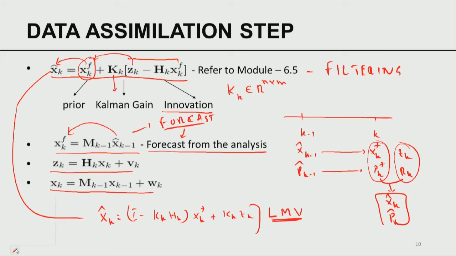Therefore, what is involved in here? I already know HK. So the only thing I need to determine is KK. Linear structure is involved. I only need to be able to compute the covariance of XK hat. The covariance of XK hat is going to be a function of KK. I'm going to minimize the trace of the covariance with respect to the elements of KK. That is the minimum variance estimation.